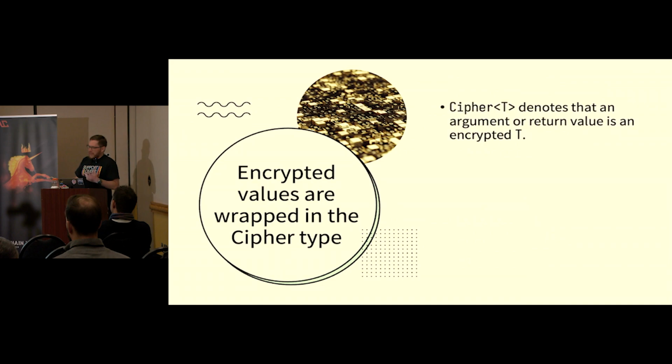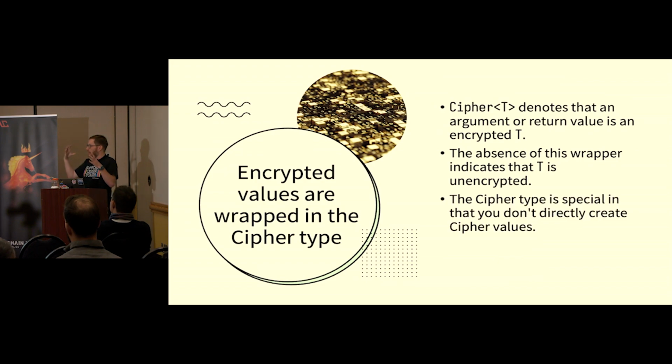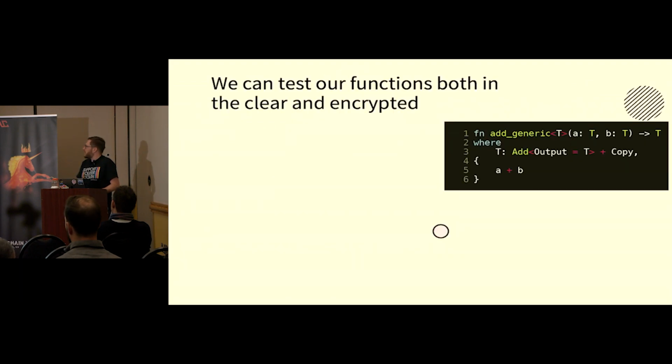Encrypted values are wrapped in this Cipher type. As you've probably seen in some of the other examples, Cipher of T denotes that you have some underlying value T that is encrypted. Note that there is no way to create this wrapper yourself or just use new on it. You have to use the runtime to encrypt a value to generate a value of a type that has the Cipher wrapper on it. And one thing that's nice about our library is that you can also test it in both the plaintext variant and in the encrypted variant.